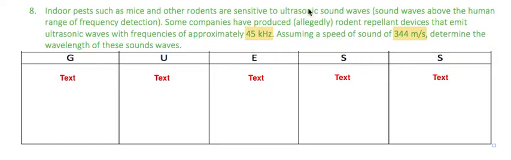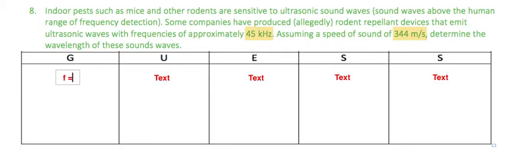So this problem talks about ultrasonic sound waves. Ultrasonic means that the sound waves have a frequency that's higher than the frequencies that most humans can hear. So our hearing range is from 20 hertz up to 20 kilohertz or 20,000 hertz. In this case, these rodent repellent devices, kind of random, can emit frequencies up to 45 kilohertz or 45,000 hertz. So I'm going to list that as one of my pieces of given information here.